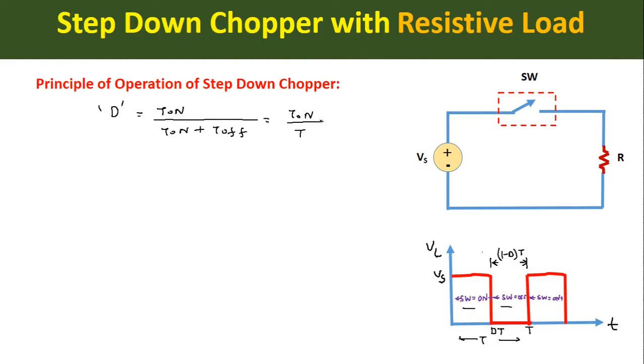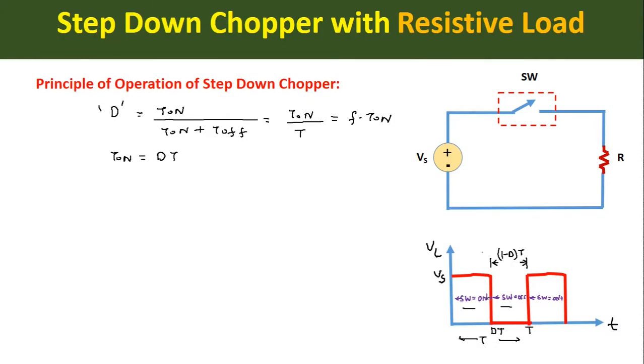Since we know that 1 upon T is equal to frequency, we can write D is equal to F into T on. Here F is the chopping frequency, T is the chopping period, T on is the on time of the switch, T off is the off time of the switch, and D is called the duty ratio or duty cycle. Now from this equation we can find out the on period of the switch, T on is equal to D into T. Therefore we have represented the on period here as dt.